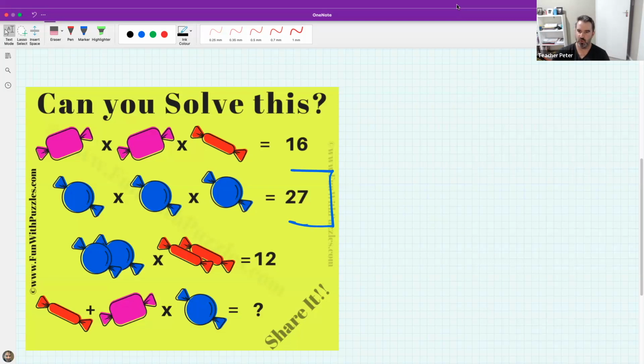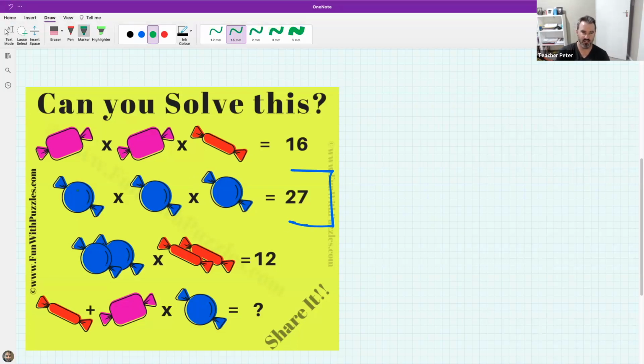So red is 2, blue is 3. Yes. So this has to be 3. All of these have to be 3. And then if that is 3, that makes this 6, which means this has to be 2, but there's 1 and 1. Well, let's make that a different color. So that's 1 and 1.